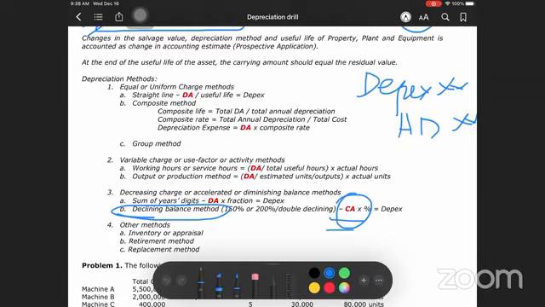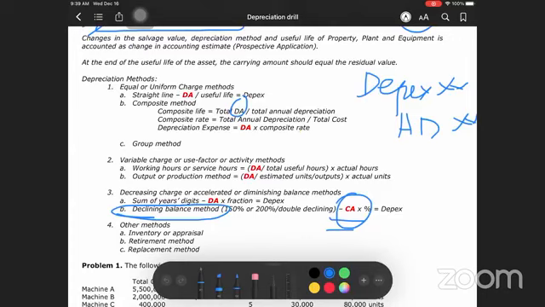So how to compute the composite life? That is the total depreciable amount divided by the total annual depreciation. To compute the composite life, you need to compute separately the depreciable amount of each asset and the annual depreciation of each asset, and then you add all the balances, you total the balances for every asset, then that's the time you divide. That is the average life of the whole asset. So total depreciable amount divided by total annual depreciation is your composite life.